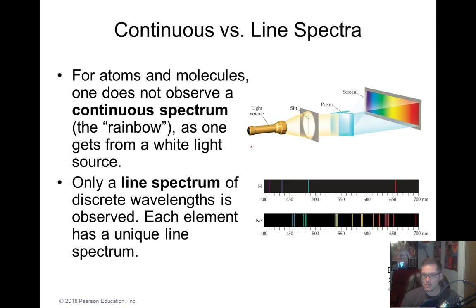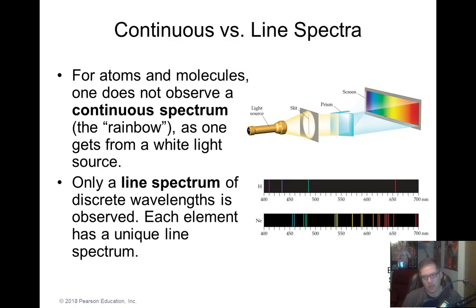So here's just like a flashlight shining through a prism, and we get this rainbow. And notice how these colors just kind of bleed one into another, and there's no distinction between the two. Sure, you see red, but it's hard to say when that red turned to orange. So it's all blurred together.